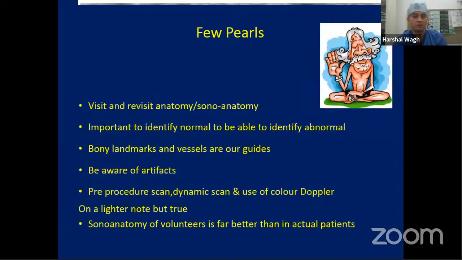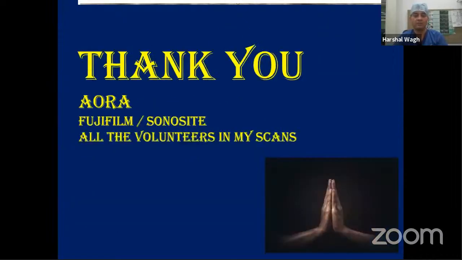And also, coming close to the end, I can't stress more on the anatomy and sonoanatomy. You have to identify normal to identify abnormal. So I think keep doing the scans in order to get your head around the sonoanatomy picture. Bony landmarks and vessels are our guides. Artifacts also you always need to care for. Pre-procedure scan, dynamic scan, and use of color Doppler also help a lot in terms of identification of structures and avoiding any mishaps. And I think it's always true that sonoanatomy of volunteers is far better than actual patients.